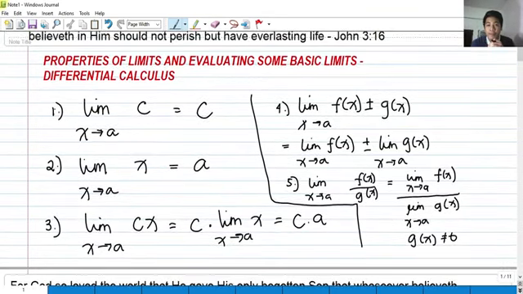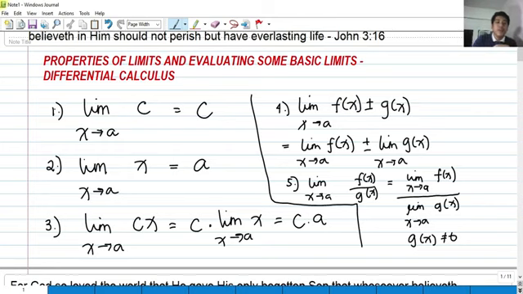Note that these are only basic properties of limits and we will be evaluating limits that are really easy to evaluate. As we go on further in our study of limits, we will be solving complicated limits and even all the topics involving limits.